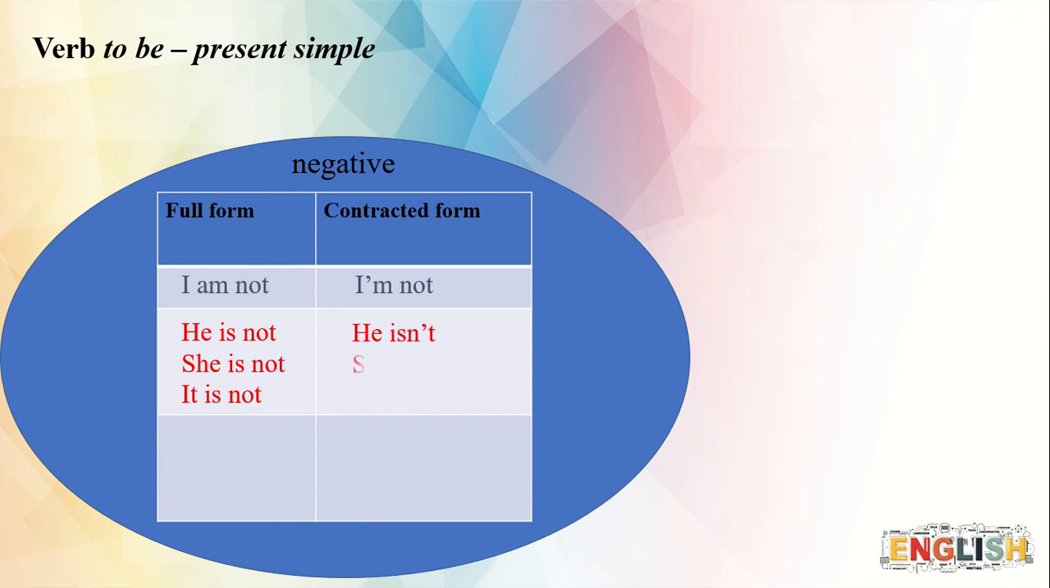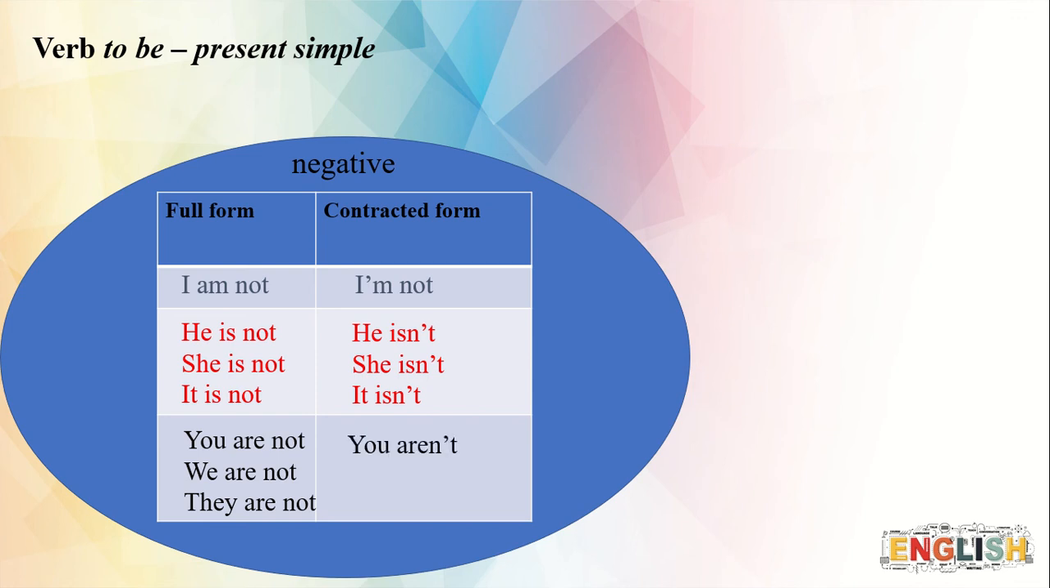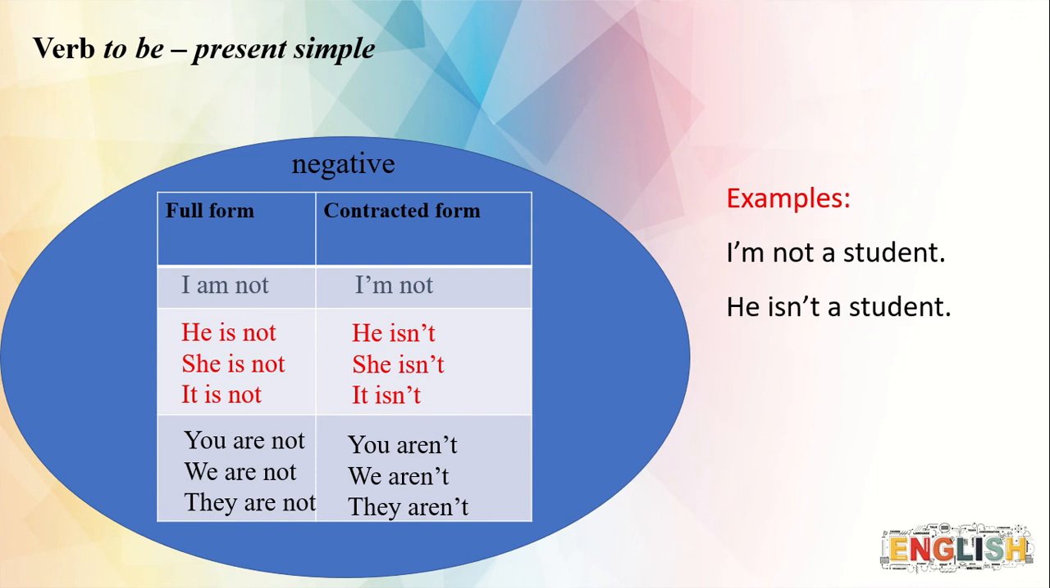He isn't. And we have you are not, we are not, and they are not. They can also be contracted. You aren't, we aren't, and they aren't. Example, I am not a student. He isn't a student. And they aren't students.